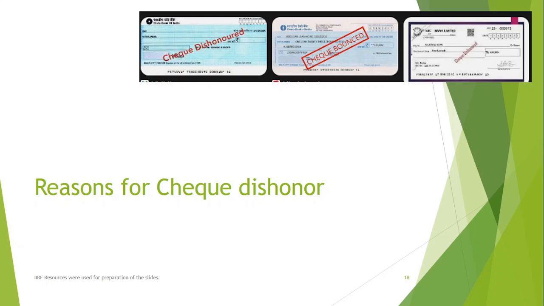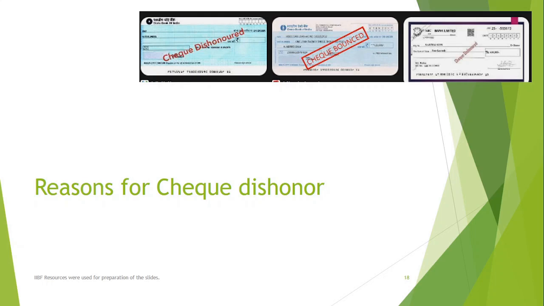Let's say you are a furniture maker. You do have a furniture shop. So I came to your shop, bought some furniture, and gave you a check. Now this check, you presented through your bank to me. But when this check came to my bank branch, money is not there in my account. Hence, this check is getting dishonored.